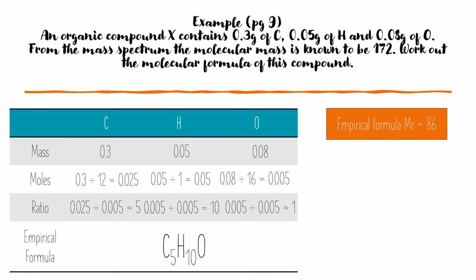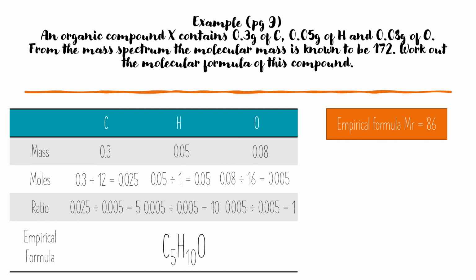Then we're going to move on and look at calculating molecular formula as we've done before. So we have our empirical formula written down. What we then need to do is work out the MR of the empirical formula. How we do that is, we've got 5 carbons, so 5 12s, plus 10 hydrogens, so 10 1s, plus 1 oxygen, so 16. So 5 12s plus 10 plus 16 gets us an empirical formula MR of 86.